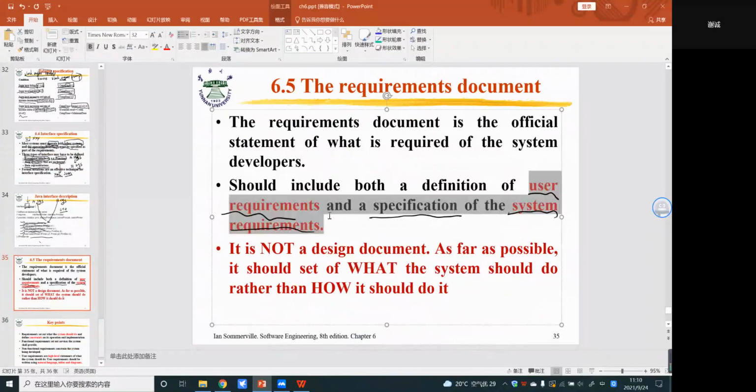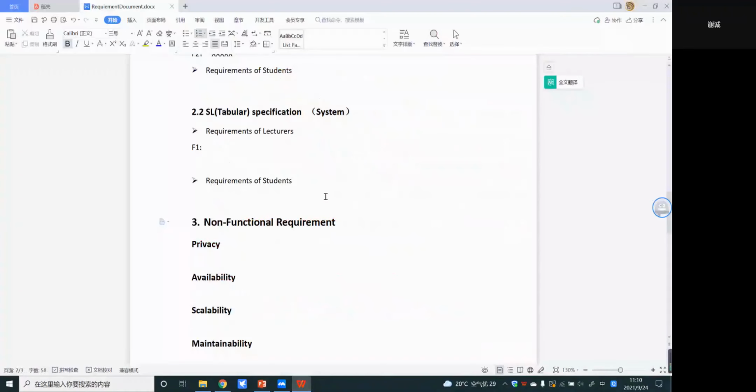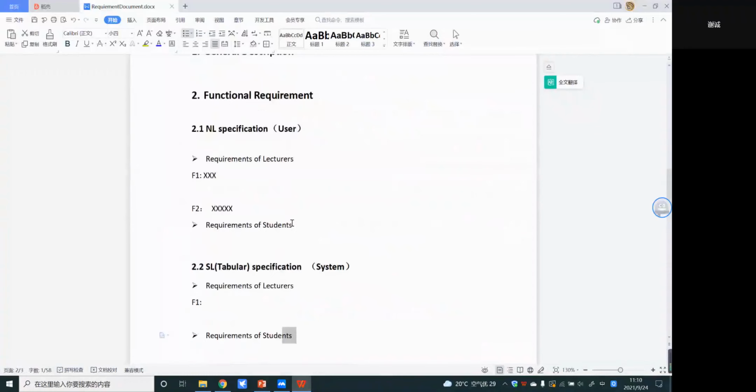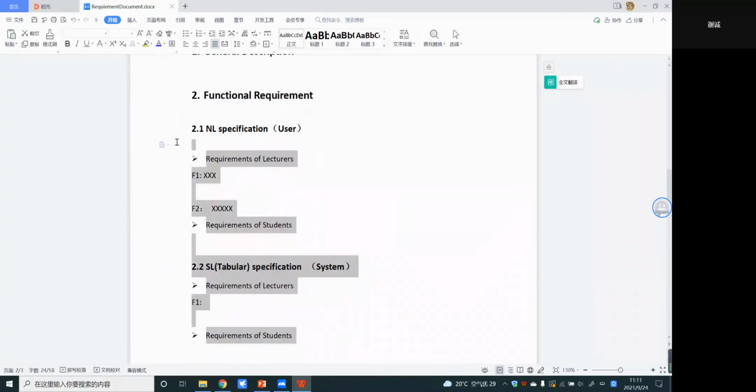The first one should include the user requirement and the system requirement. Okay, here. This template documentation, I already sent it to you. Here, this is the user requirement. And here is the system requirement. You should include both of them.